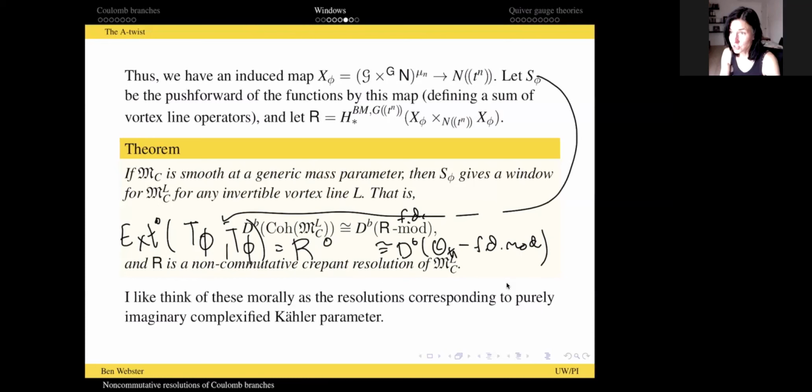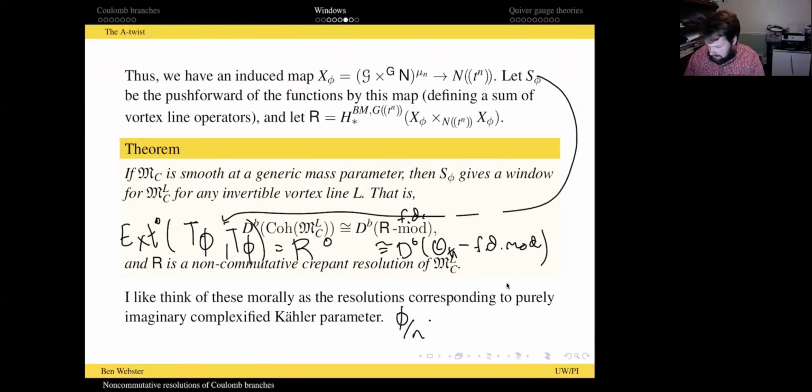For purposes of thinking about how I get some resolution when I make the Kahler parameter generic, you should think of these as the resolutions that come from having a purely imaginary complexified Kahler parameter, and this complexified Kahler parameter tells you something like what phi over n should be, times i.